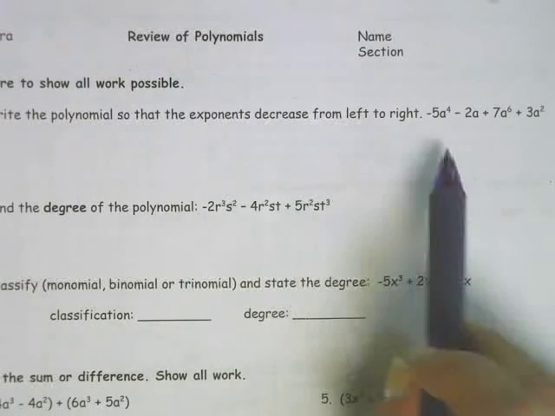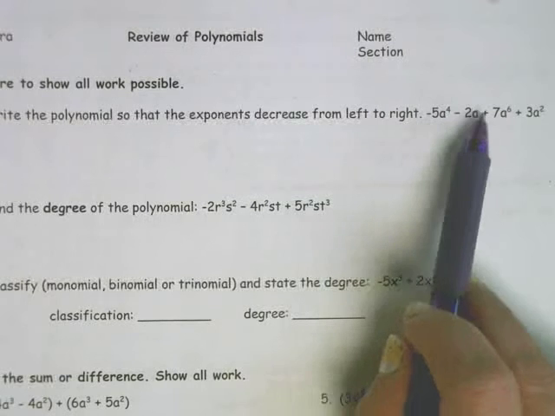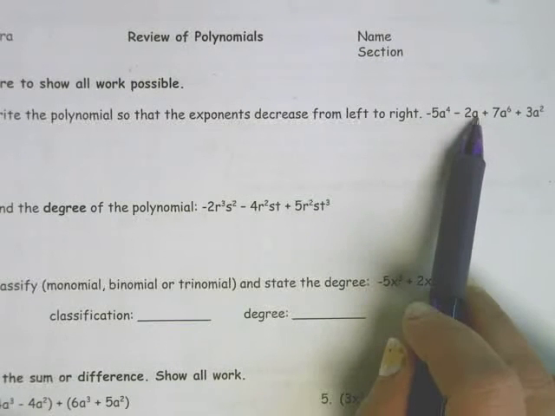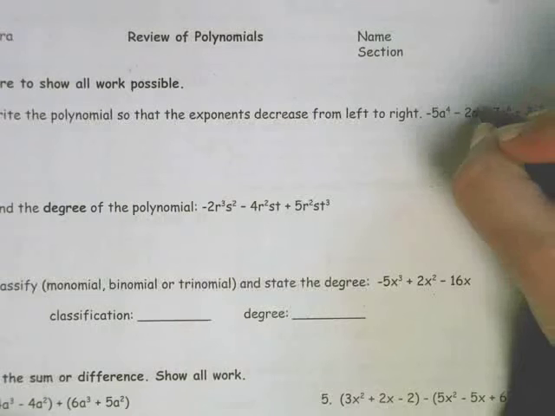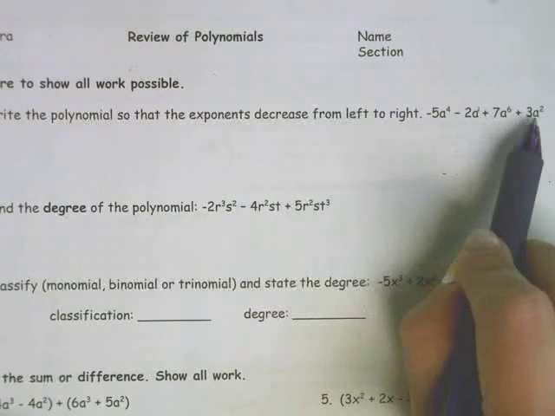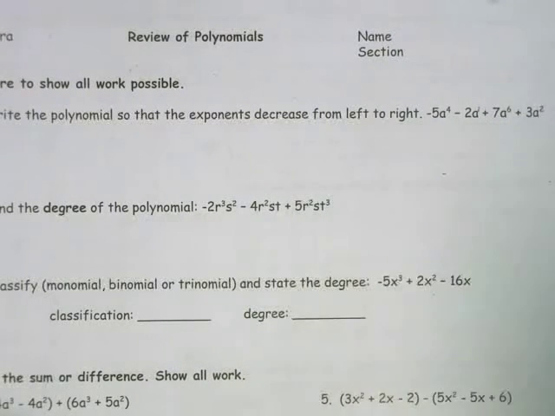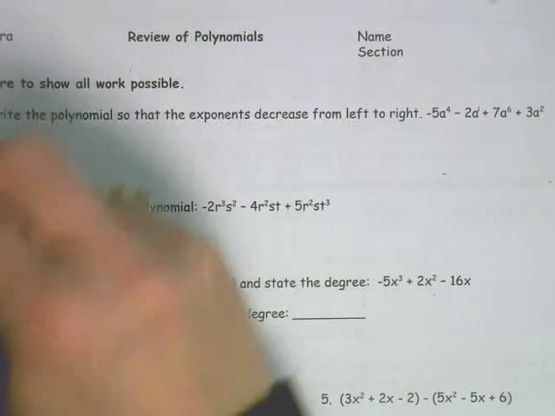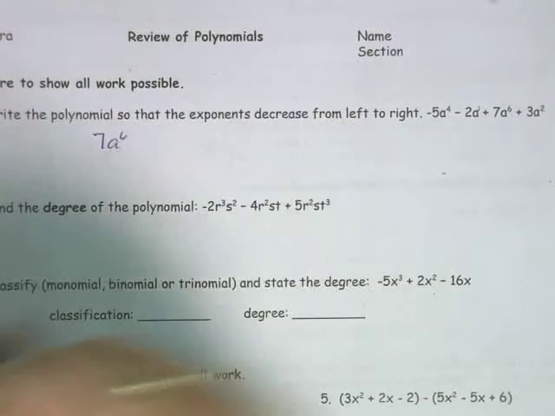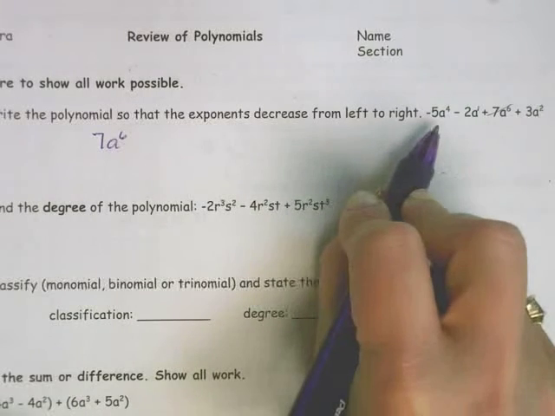Okay, so that one's not tricky. You're looking at the exponents right here. You can see this one has an exponent of 4. What's the exponent on this one? It's like an exponent of 1, like a to the first right there. And then you've got 7a to the 6th and 3a squared. So left to right, if they decrease, the 6 would be the highest. So 7a to the 6th. And then we've got, what's left, the 4th.